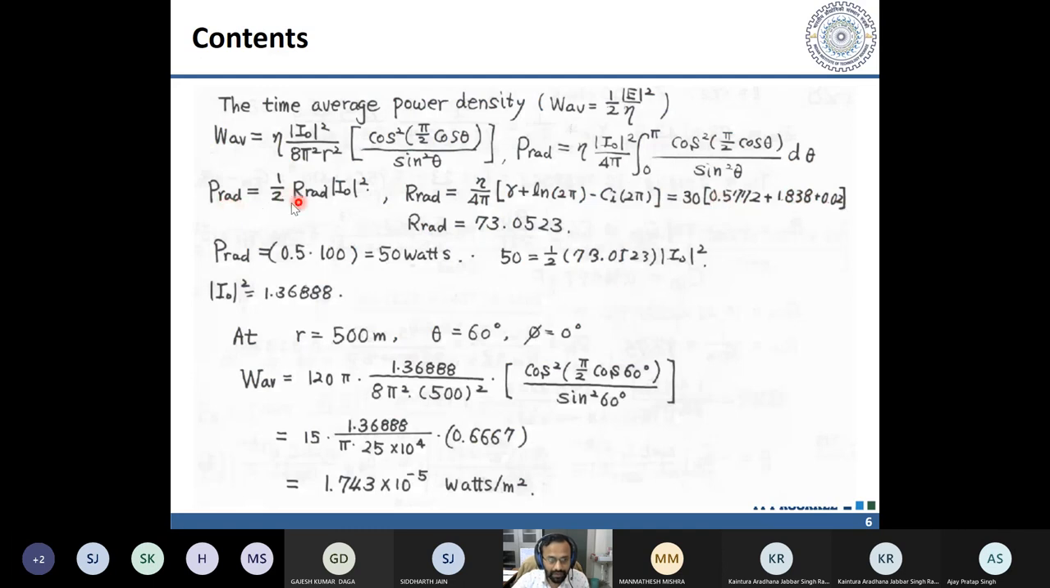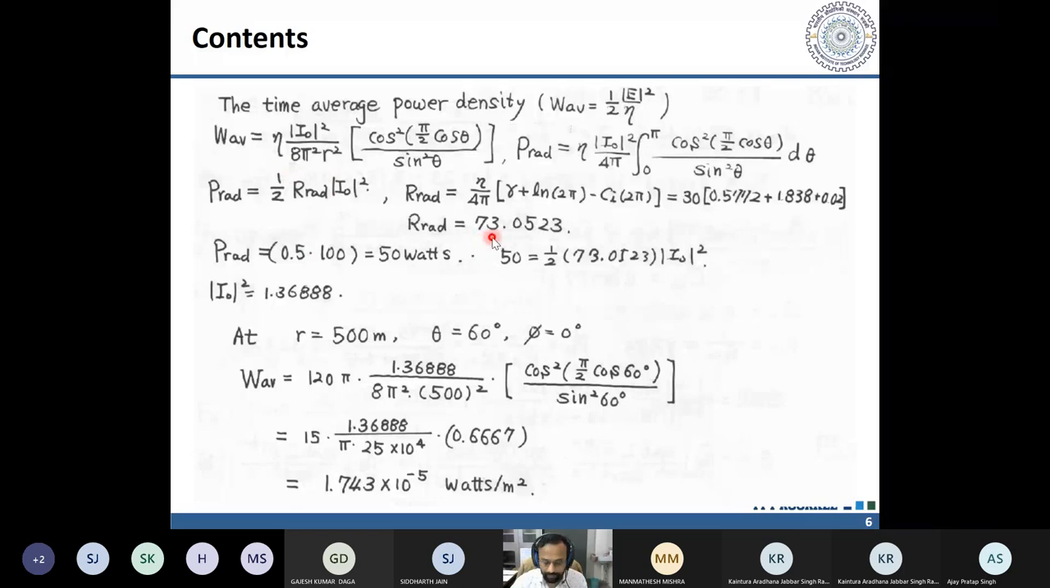We know P radiated is given by the radiation resistance times the current squared, and we know the radiation resistance for the half wavelength dipole antenna is close to 73 ohm. P radiated is 50% of the 100 watt, so that is 50 watts. So 50 watts is being radiated and the radiation resistance is known, so we can evaluate the current. In this expression, plug in the value for the current and you get the average power density. So here the goal is to determine the current given the power, because we know the radiation resistance of the dipole antenna to be 73 ohm.